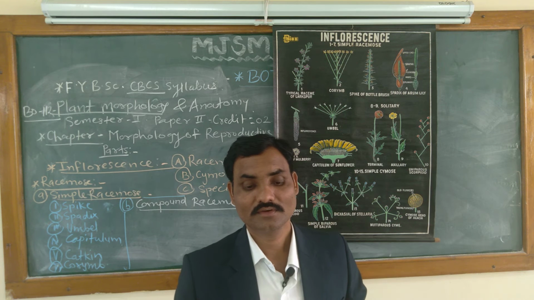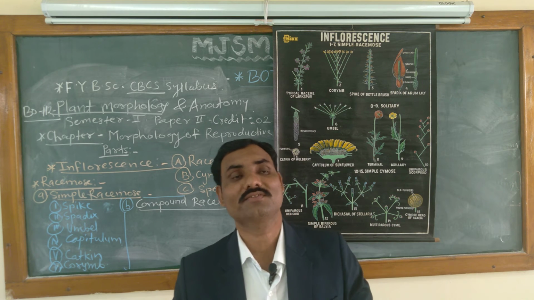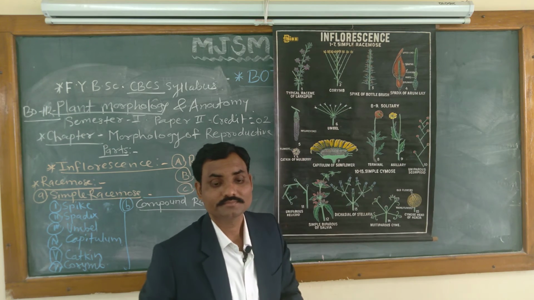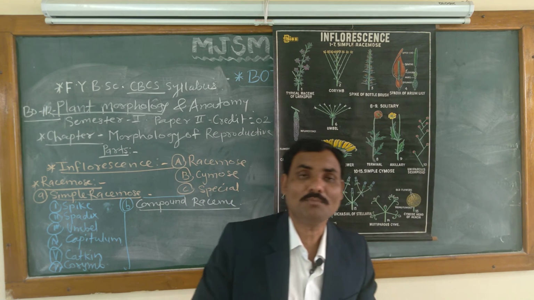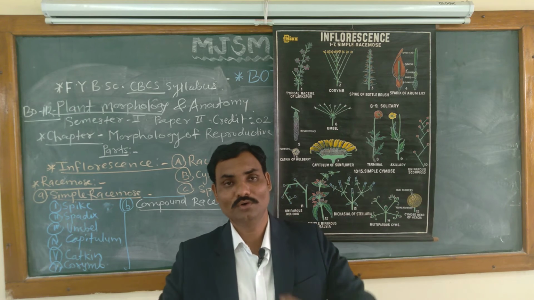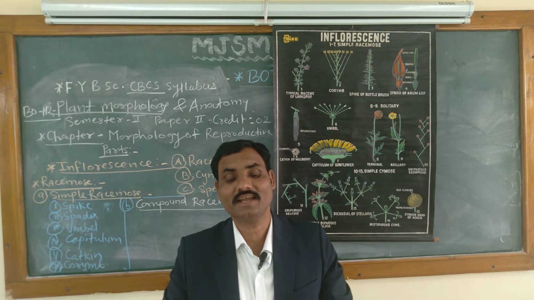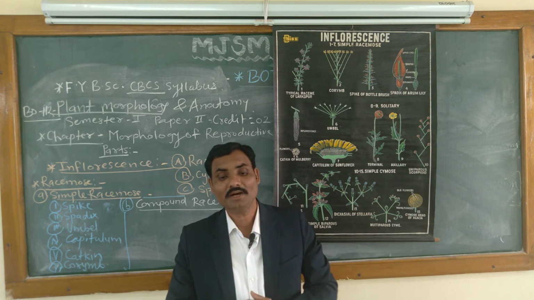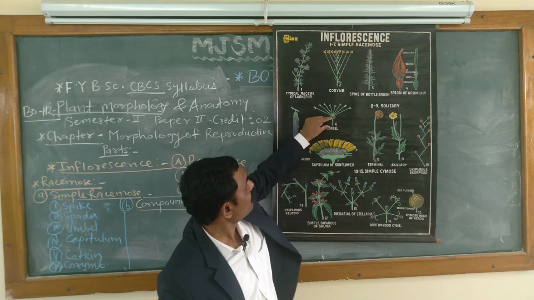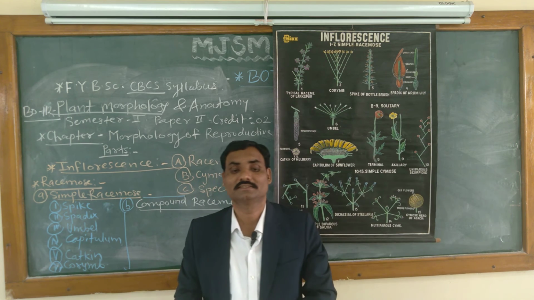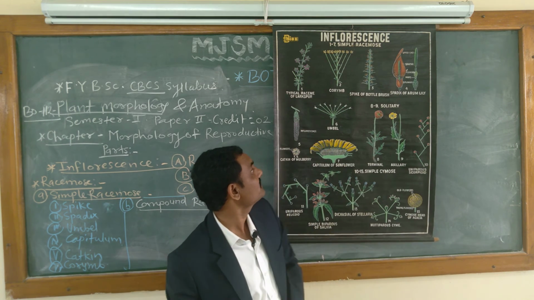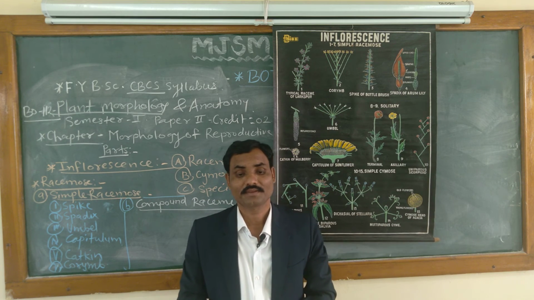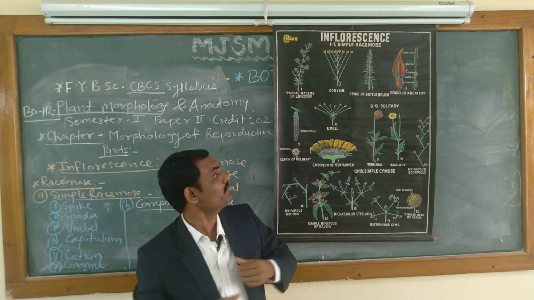Then another type is umbel inflorescence. Which are the different characteristic features of umbel inflorescence? First, the primary axis is very much shortened. The flowers are pedicellate. This is a pedicel. The flowers are pedicellate and arise from the top of the axis.